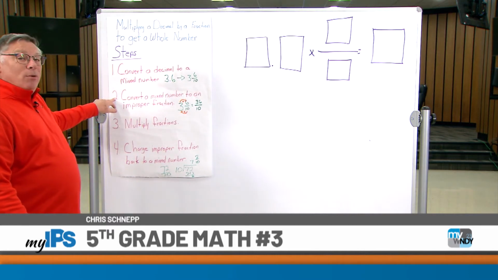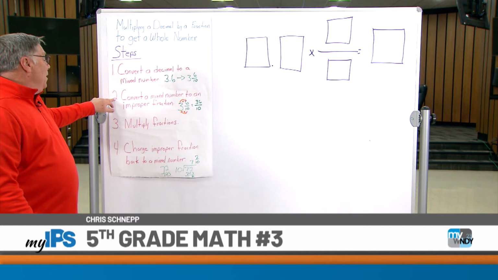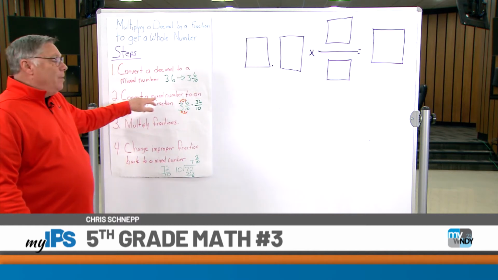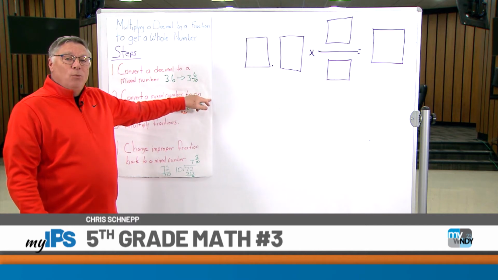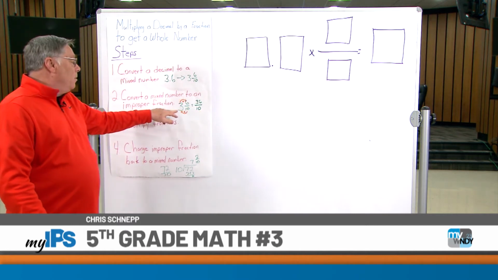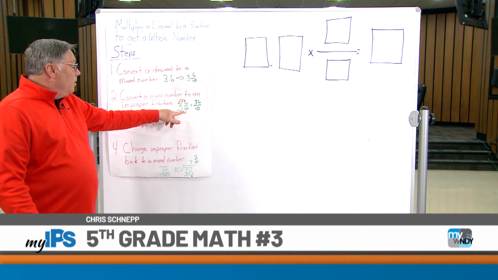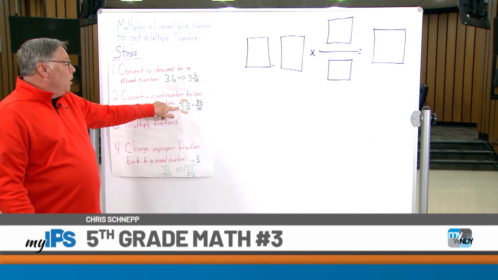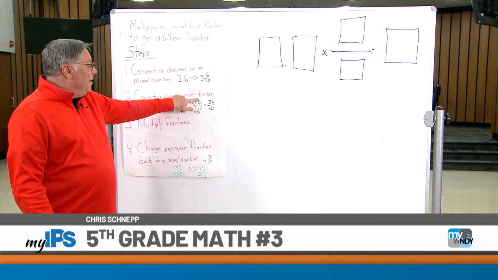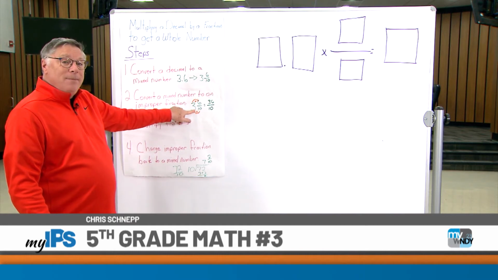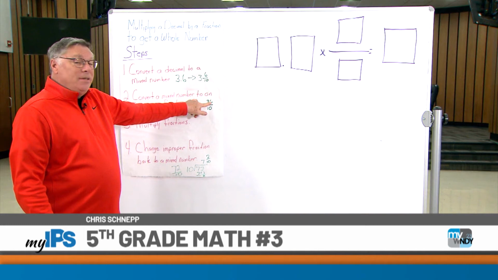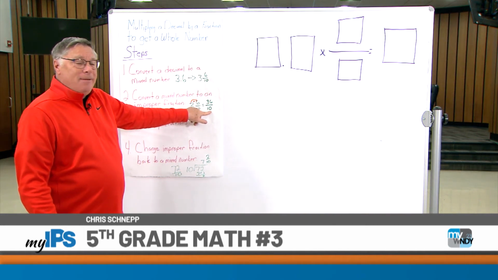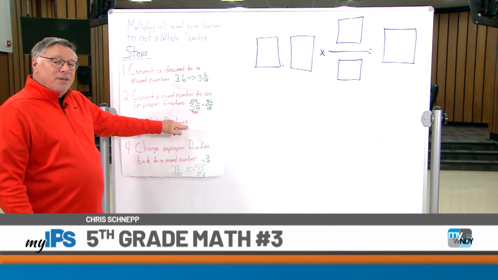The second thing you'll need to remember is converting a mixed number to an improper fraction. Remember, an improper fraction is a fraction greater than 1, and the numerator is larger than the denominator. We do like a fishhook thing. We take the denominator, multiply it by the whole number, and then add it to the numerator. So 10 times 3 equals 30 plus 6 equals 36, and our denominator stays the same. And then we'll just multiply the fractions.